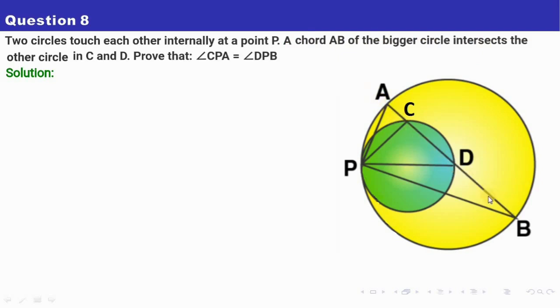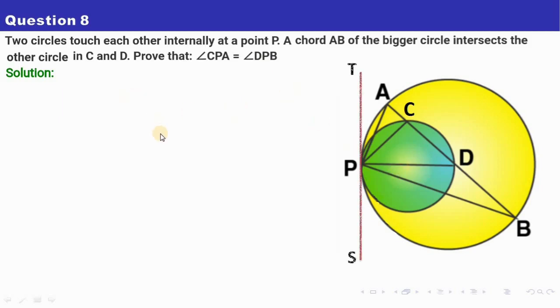But this AB cuts the smaller circle as well. So a chord AB of the bigger circle intersects the smaller circle at C and D. So at C and D, AB is intersecting the smaller circle. We need to show that angle CPA, so let us see where is CPA. CPA means this angle, and angle DPB means this angle. So this angle and this angle are equal, that is what we need to show here.